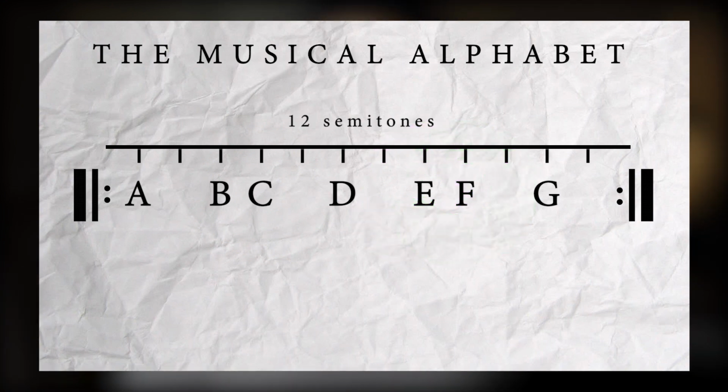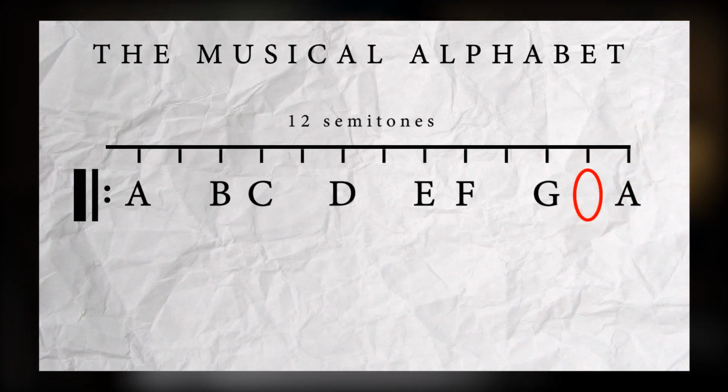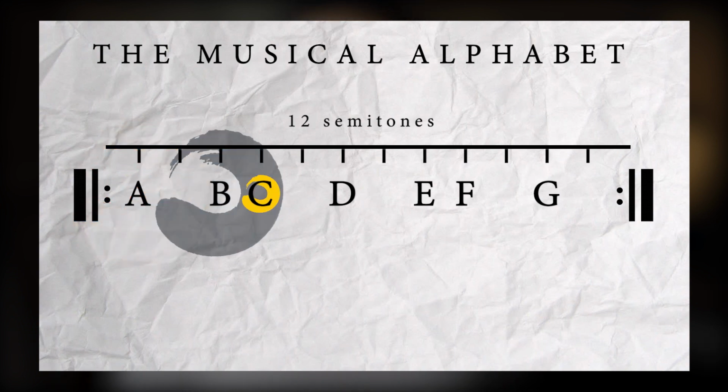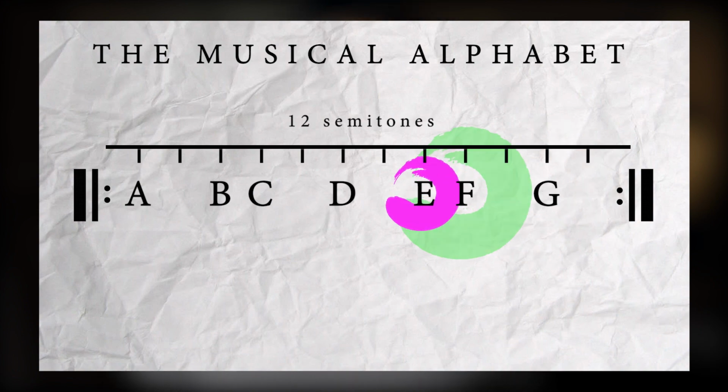You can double check by counting the tick marks, making sure that B and C and E and F are next to each other, and that there is nothing written underneath the last tick mark because the next tick mark after that is an A, an octave above our first A. As you travel to the right, the pitches of these letters go higher and higher. If you go to the left, the pitches go lower.